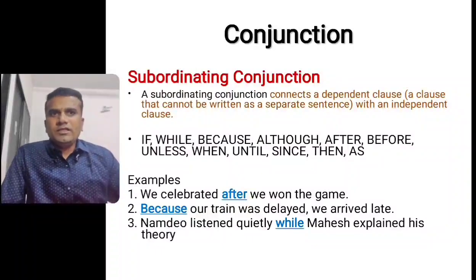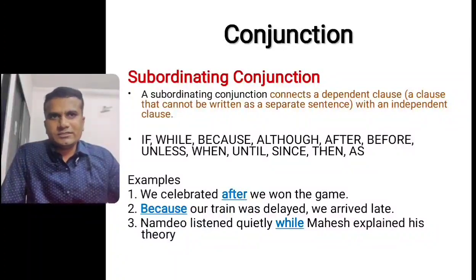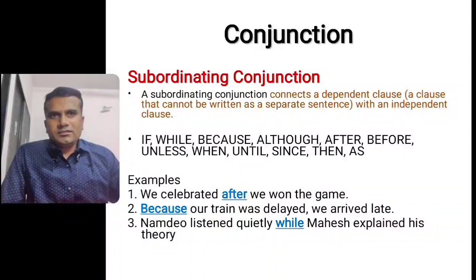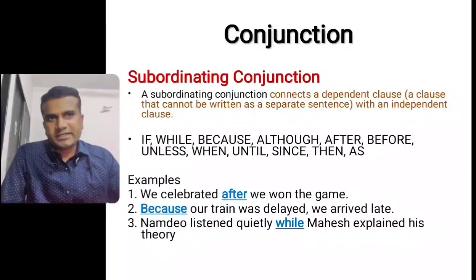Now we will talk about the next type of conjunction, that is subordinating conjunction. A subordinating conjunction connects a dependent clause, a clause that cannot be written as a separate sentence, as we all know, with an independent clause. The subordinating conjunctions are if, while, because, although, after, before, unless, when, until, since, then, as.